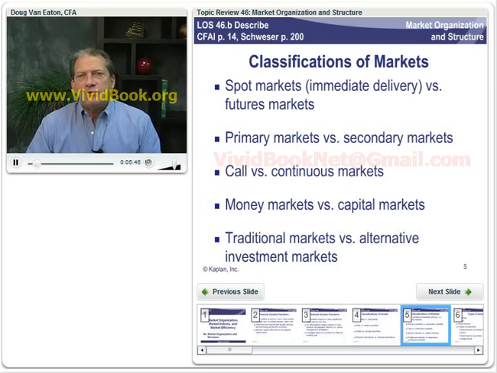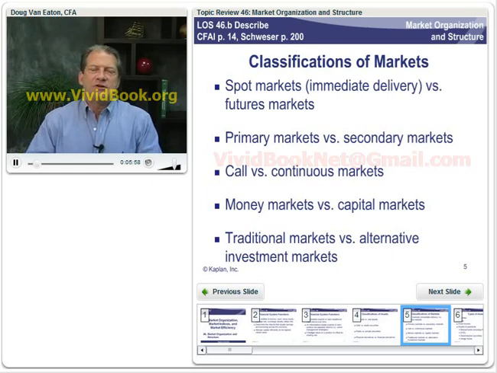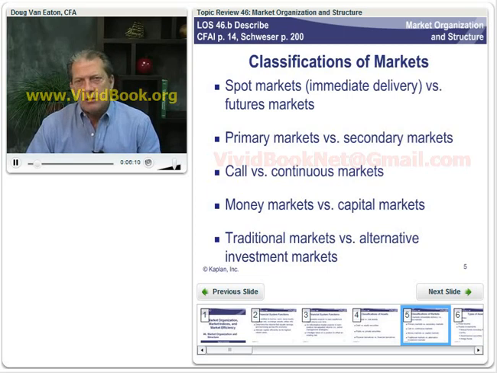Money markets versus capital markets, that's just a time dimension. When we talk about money market securities, we're talking about securities that mature in a year or less. And certainly we're talking about debt securities there, since most of our equity securities don't have maturity dates. So capital markets just refer to the markets for securities that mature in more than a year or don't mature.